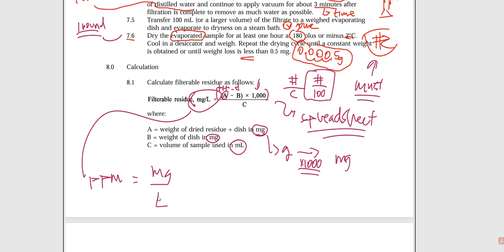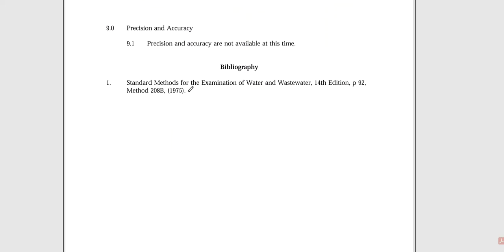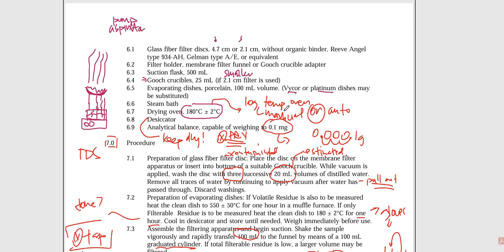And when you key in your numbers into that equation, it self-corrects for that unit. So that number that you're going to be popping out and generating in that equation, ta-da! It is milligram per liter in the very, very end. And that is also called part per million. Section 9 is accuracy and precision, and it just says, oh, this is not available at this time. And then finally, your references that the EPA has used to generate this method will be listed on the second page of method 160.1. All right. So that's the story with method 160.1.